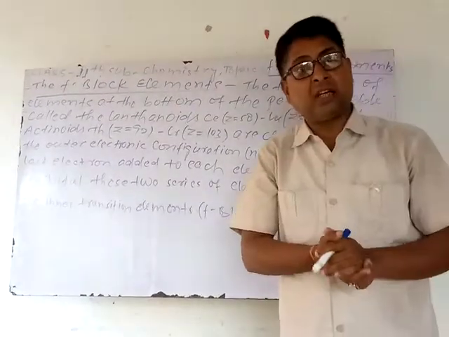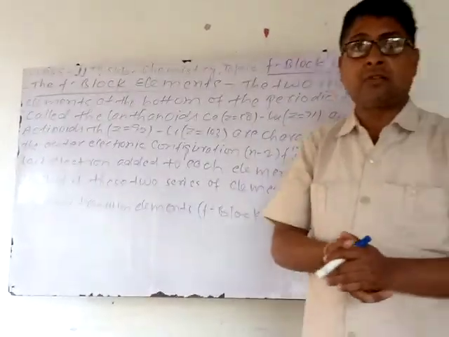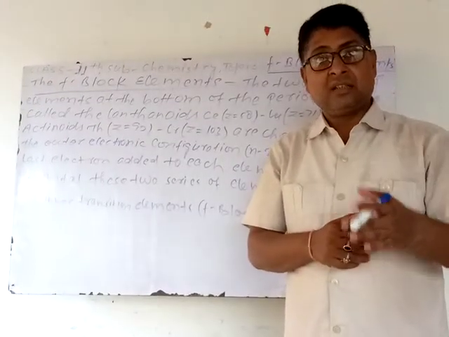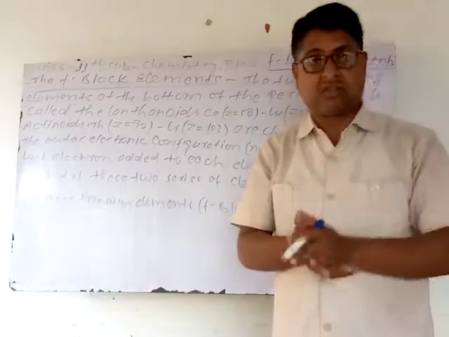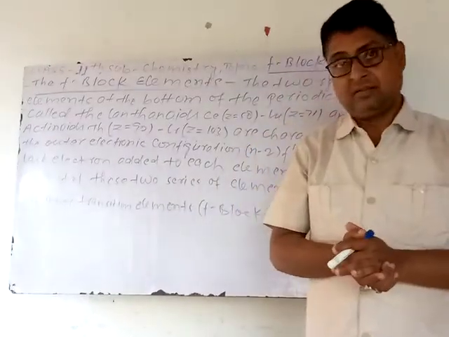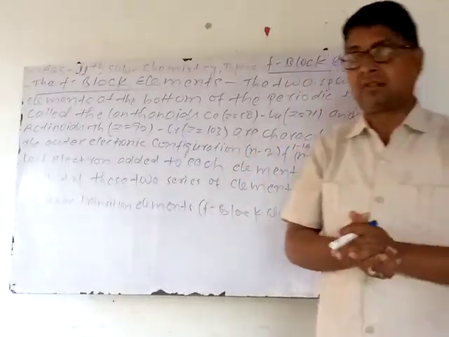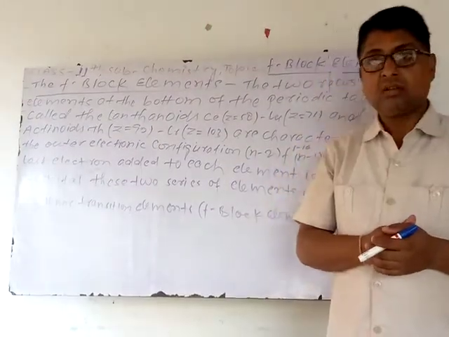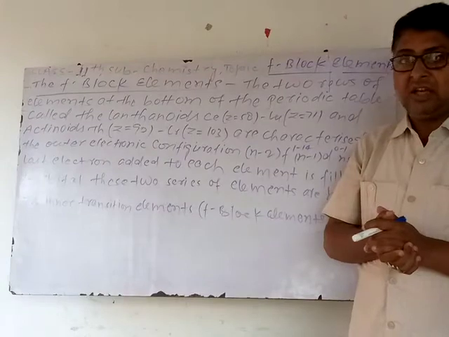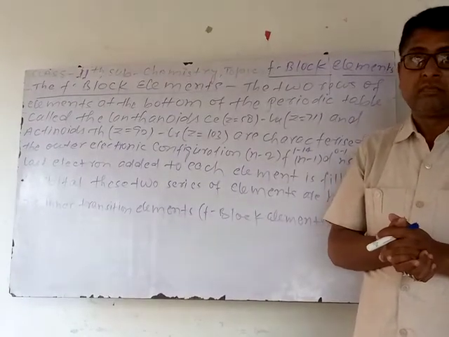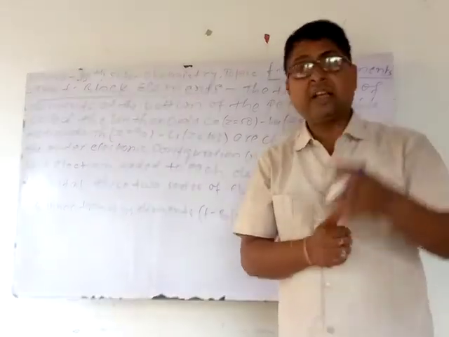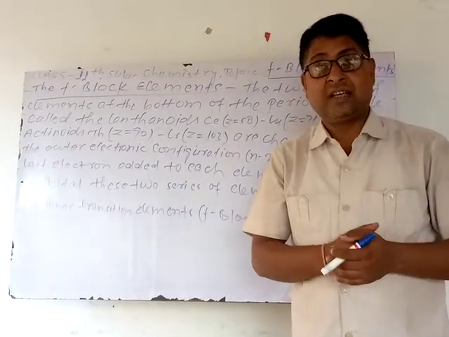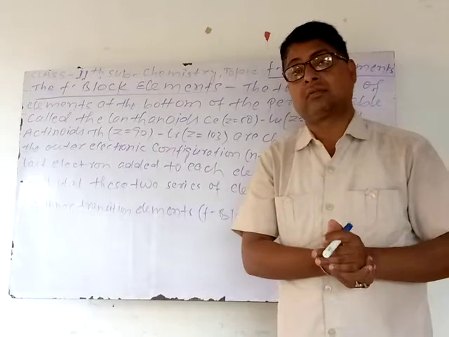What is an f block element? F block elements are those in which the outermost to inner subshell, the f subshell, is filled with electrons, known as f block elements. The lanthanide and actinide series are both known as the f block elements.